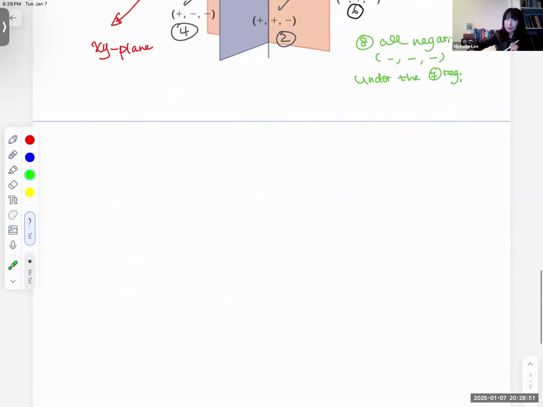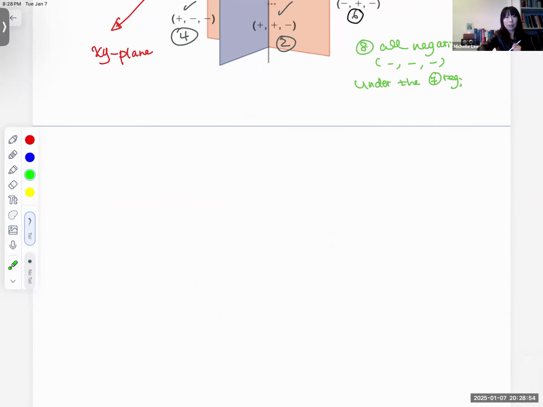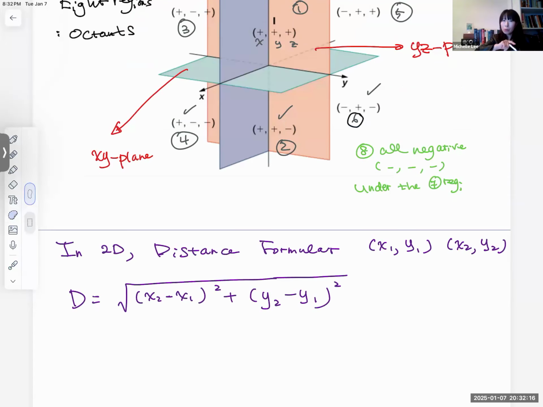So let's talk about distance formula. Let me write down distance formula. Okay, so I wrote down distance formula. If we have two ordered pairs in 2 dimensions, right? XY plane, then the distance formula is square root of x sub 2 minus x sub 1 squared plus y sub 2 minus y sub 1 squared, right?